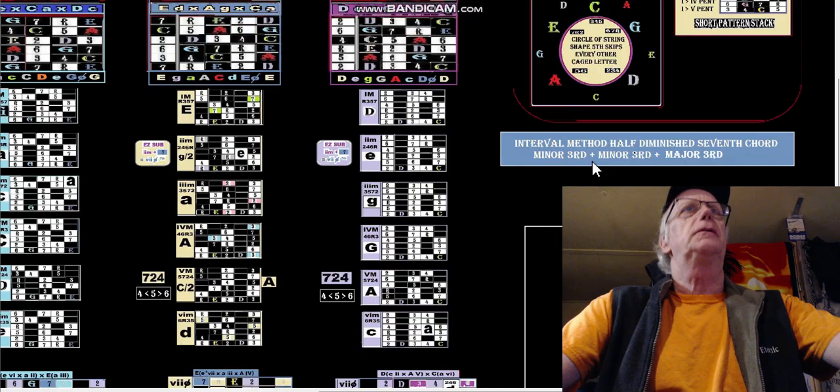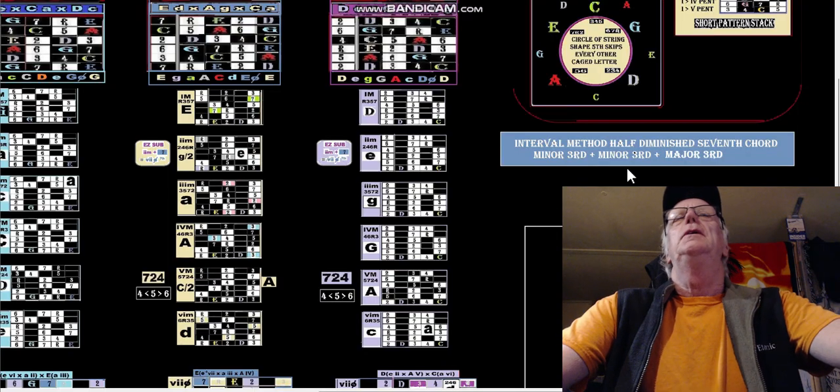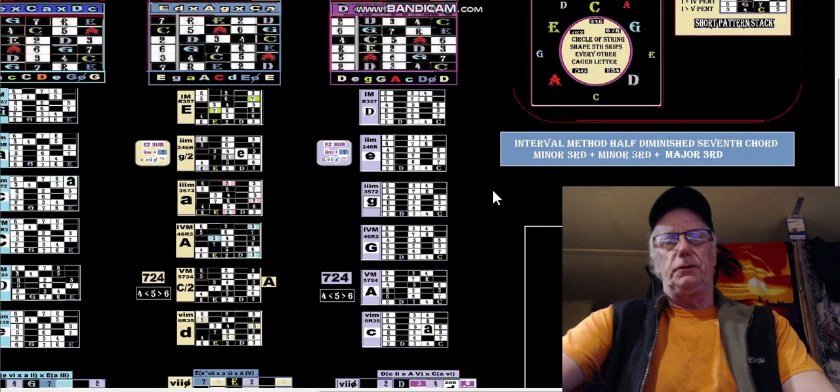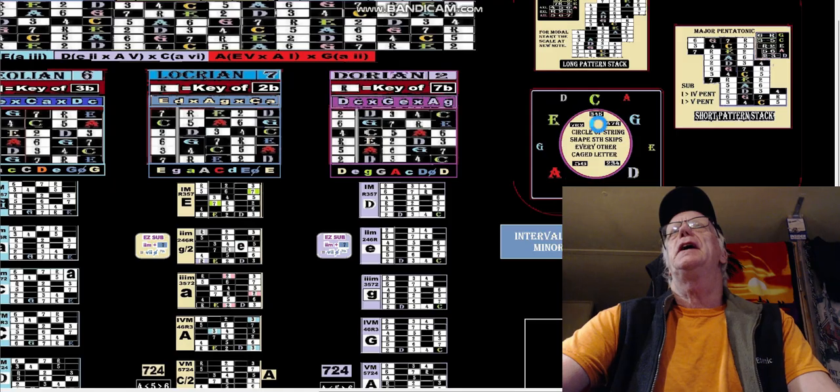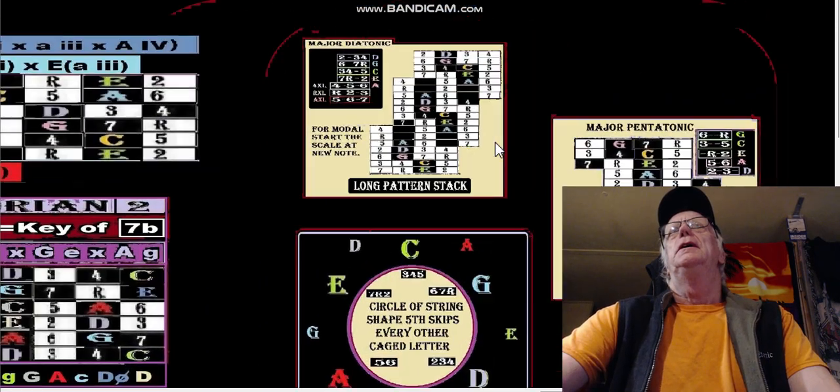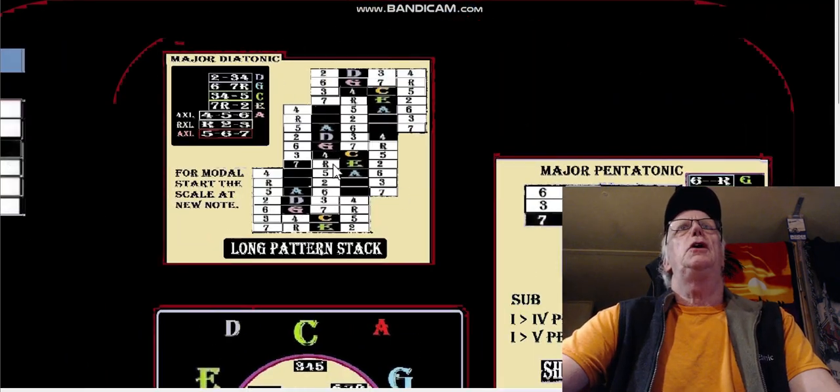Okay, I had to take a quick break there. So we're going to look at some other different ways to play those half diminished chords. Up here we just have some stuff to do with the long patterns from the old days of the charts. So these are your modal patterns.